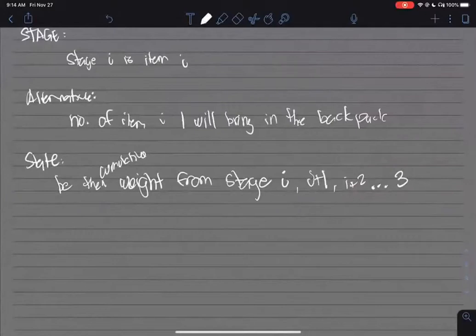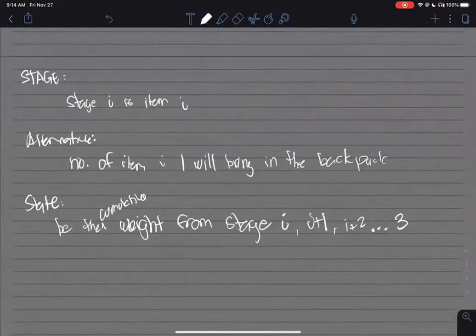Okay. Questions with the stage, alternative and state? If you have any questions, please unmute yourself and then we can discuss. Questions? I'll take that as a no.